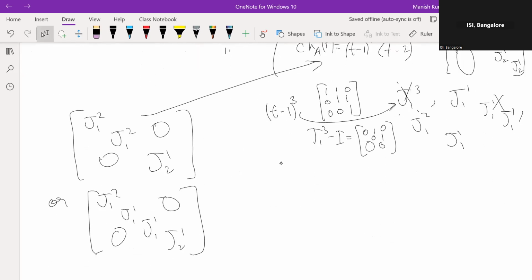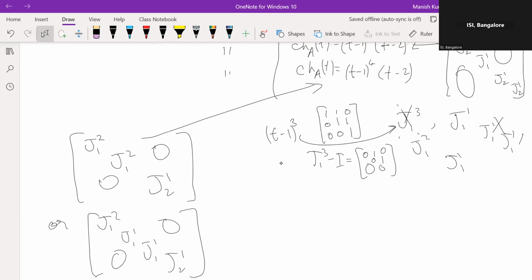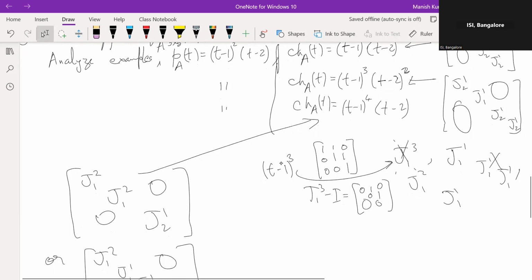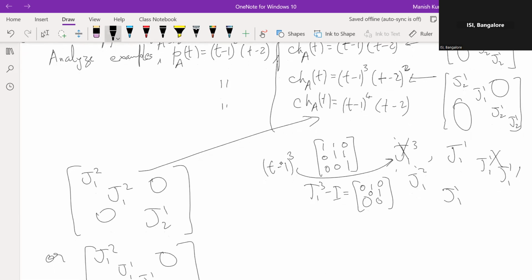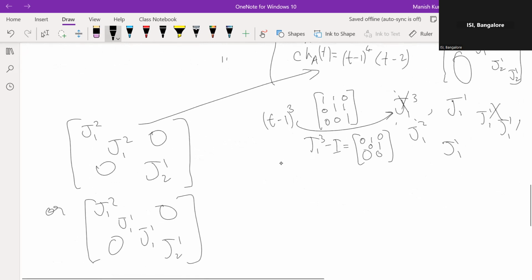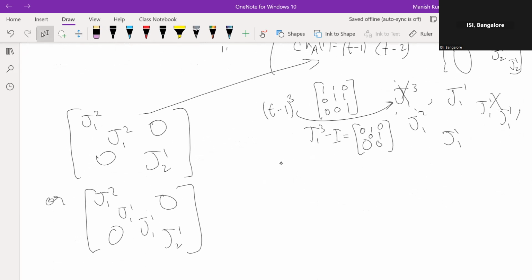And same with this matrix. The characteristic polynomial is (t minus 1) whole power 4, and the minimal polynomial is going to be (t minus 1) whole square times (t minus 2). Yeah. So both the matrices are possible. If A is this matrix, then the Jordan form is going to be this. Jordan form is unique, right? Up to maybe interchanging the blocks, it is unique. And so both are possible.